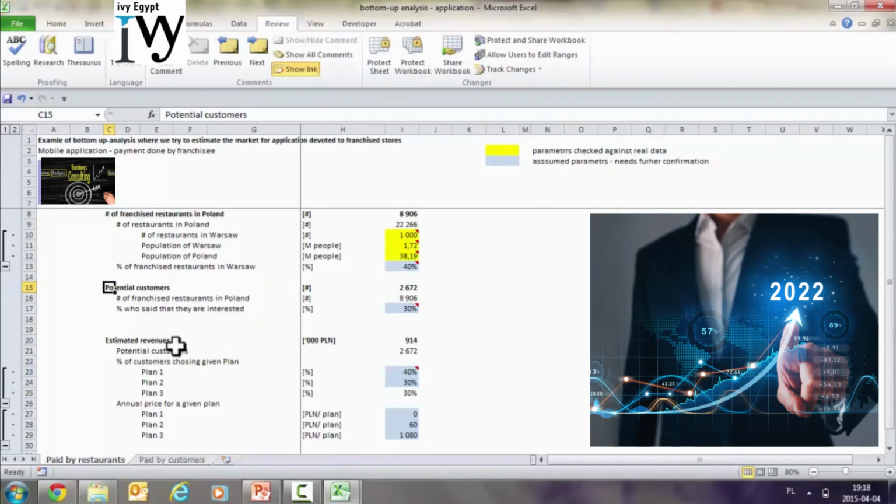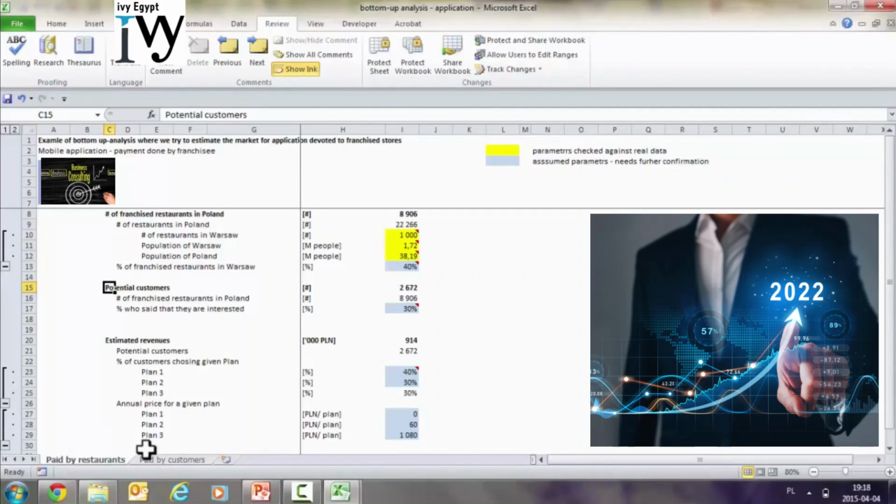We also estimated here the revenues of our enterprise in Polish zloty, annual revenues. So we assumed 3 plans. We assumed what percentage would go for which plan, and then we also assumed prices, and then this gives you almost 1 million zloty, which is roughly 250,000 euros. And this is assuming that the users would be individual customers, but the payer would be the restaurants.